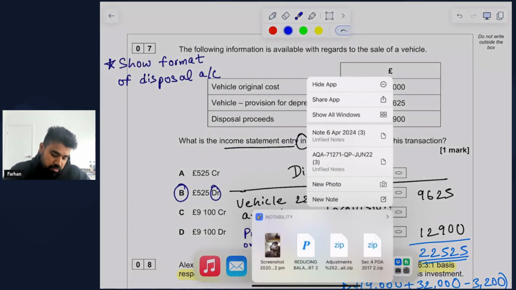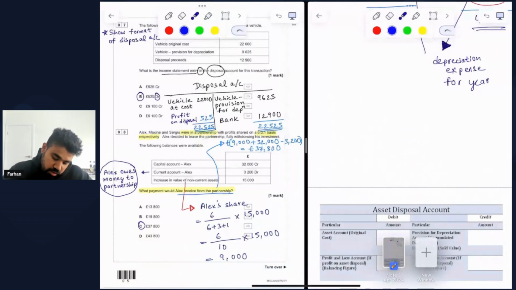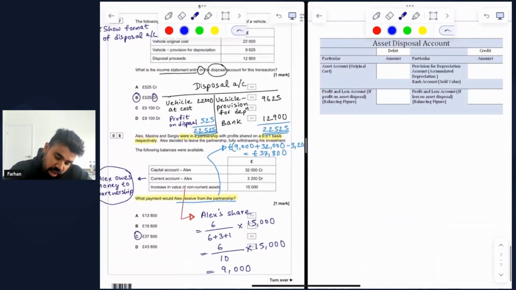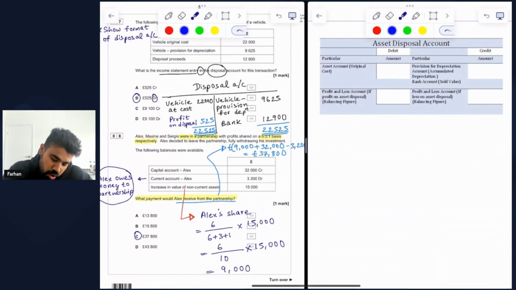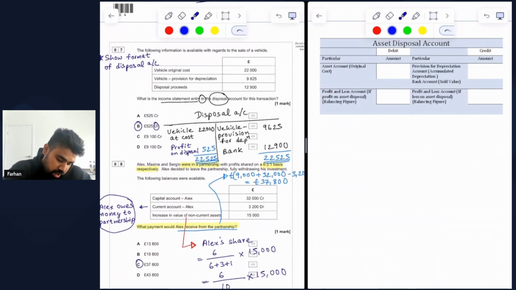So I've got some format for you. Let me get that out. Okay, so this is the format for a disposal account, as you can see. This is the exact format that I've used here in this case to answer this question.